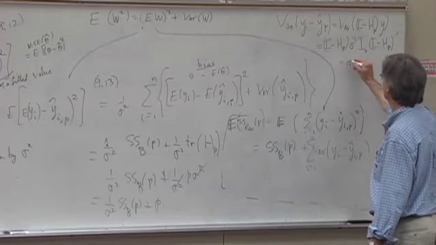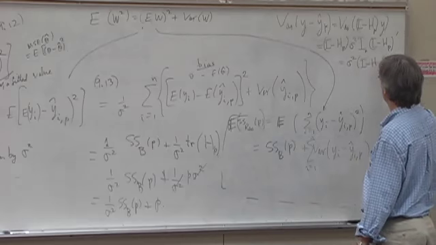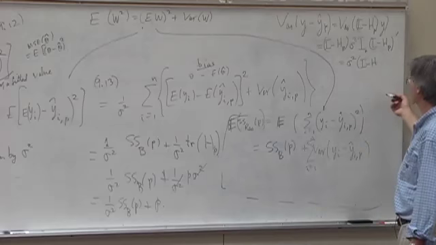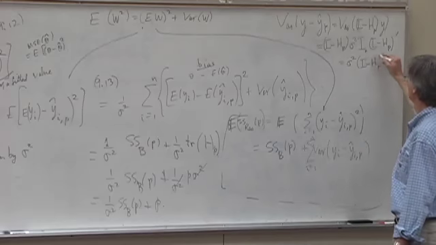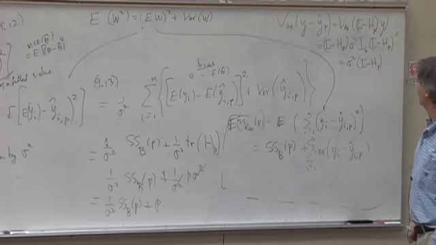So this comes out to be sigma squared times I minus hp. You get I minus 2h plus h squared. H squared is equal to h, so I minus 2h plus h, I minus h. Period. Okay? So that's that one.